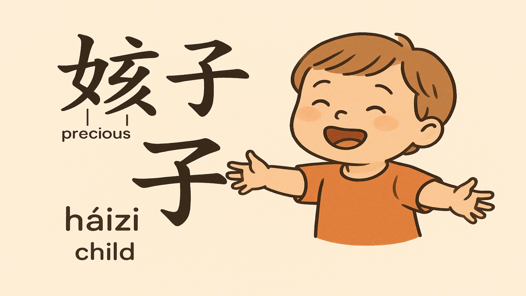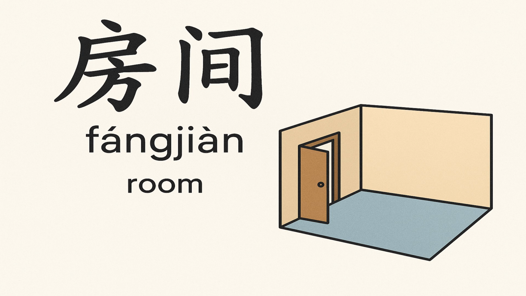This character combination helps us talk about the spaces within our homes where family life happens. The first character means house or room. It has a door radical on the left side, showing us an entrance or opening. On the right side, we have a component that suggests direction or method. Together, they create the idea of a structured space with a proper entrance, exactly what a room is.